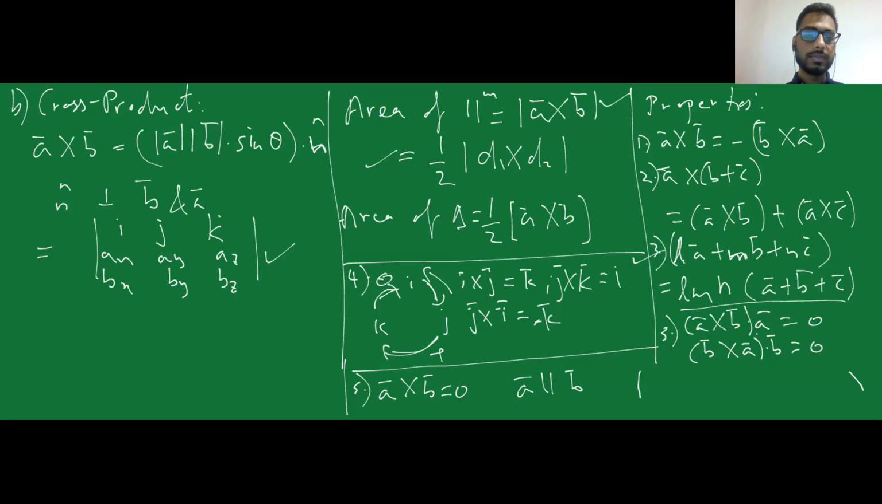Sine 0 is 0. And if the angle between two vectors is 0, that means the two vectors A bar and B bar are going to be parallel. Therefore, if dot product is 0, the two vectors are perpendicular. If cross product is 0, the two vectors are parallel.